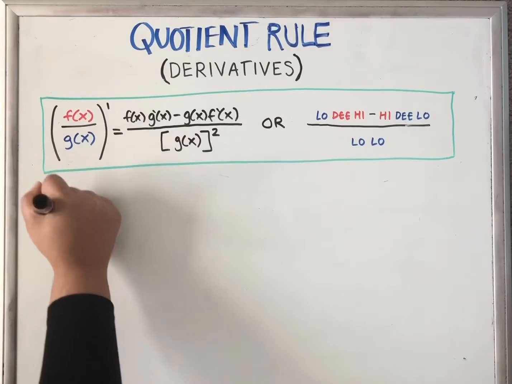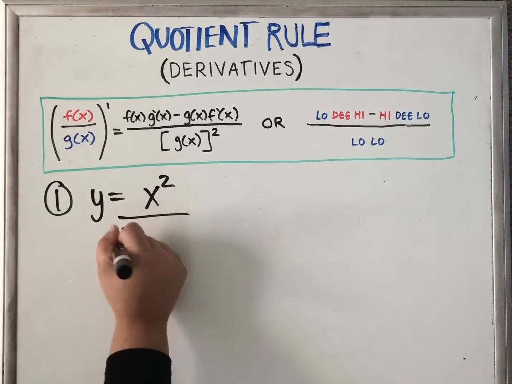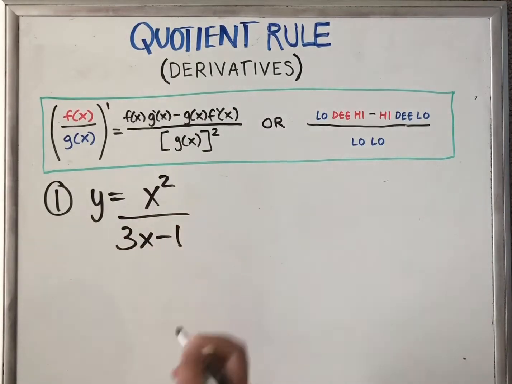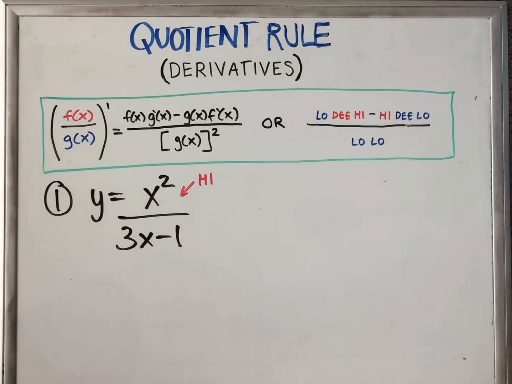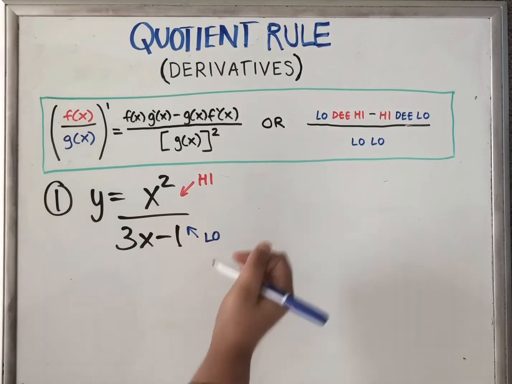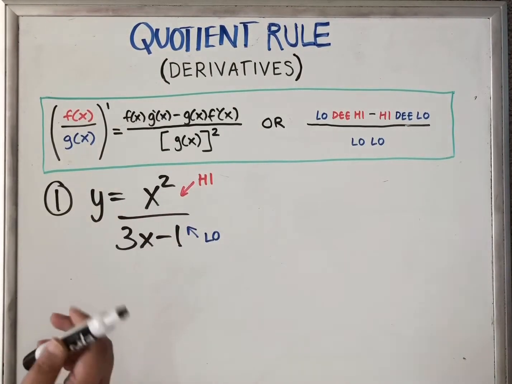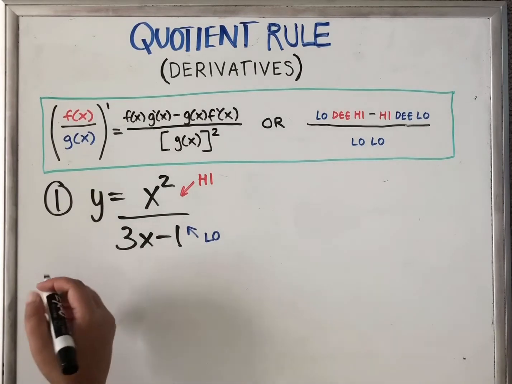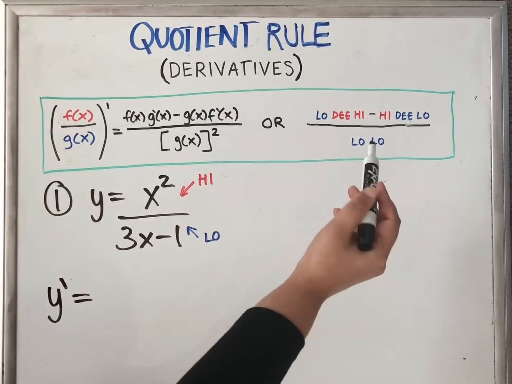Alright, so for number 1 here, I have y equals x squared over 3x minus 1. You'll notice I have one function on the top, so I'll call that high, because it's on the top. And I'll call the function on the bottom our low. Again, pretty intuitive. You'll notice we have one function over another, so that's your cue to use the quotient rule to find the derivative. So let's go ahead and find our y prime. We're just going to apply the quotient rule right here.